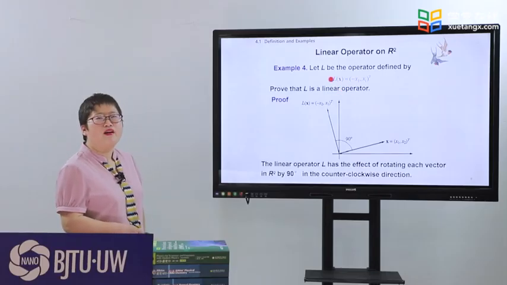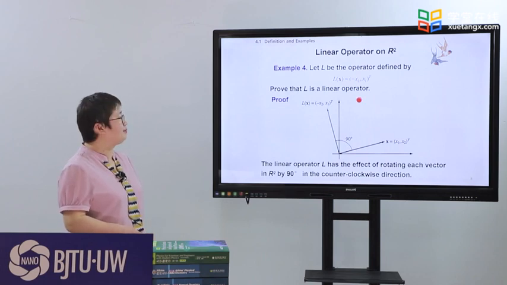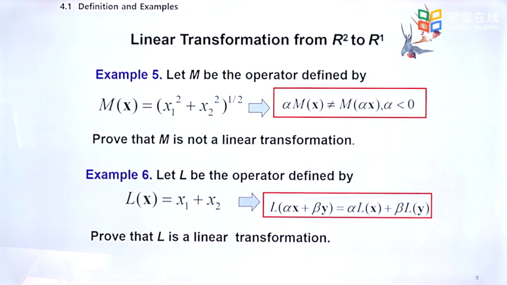You have L(αx) = αLx, and you can also check L(x + y) = Lx + Ly. Now we see another example, Example 5. Let N be the operator defined in this way: N(x) = (x1² + x2²)^(1/2). For this operator, is it a linear transformation?